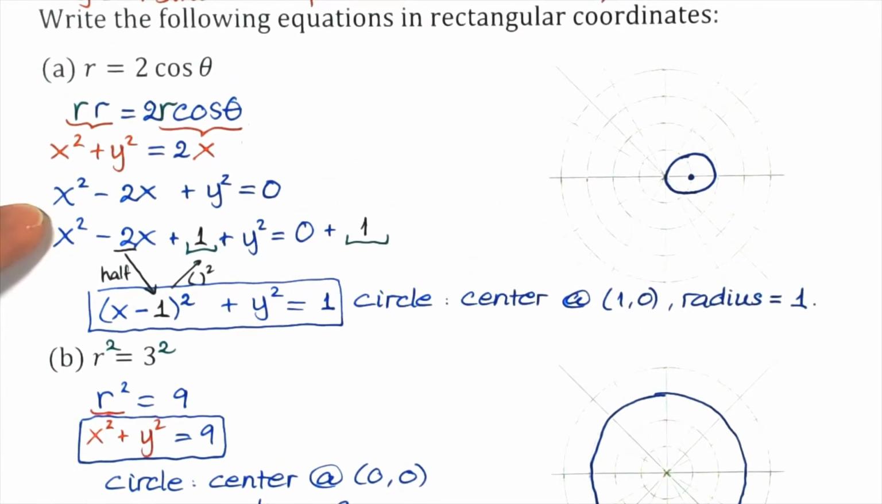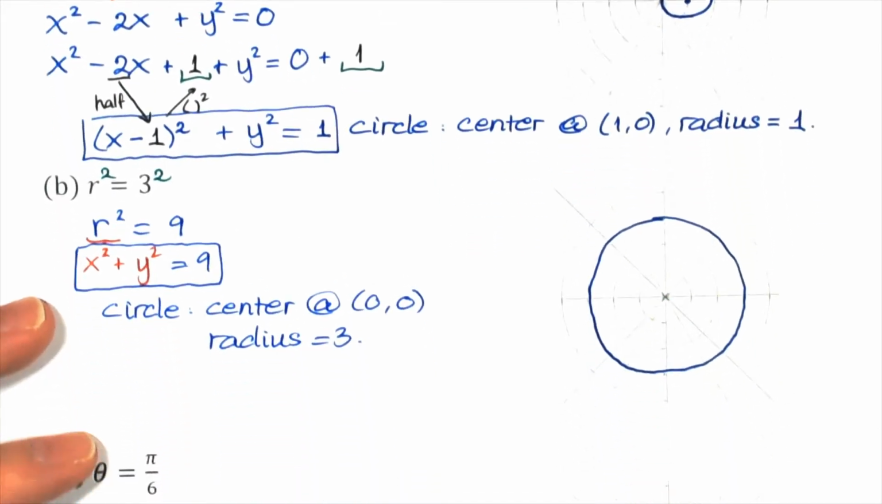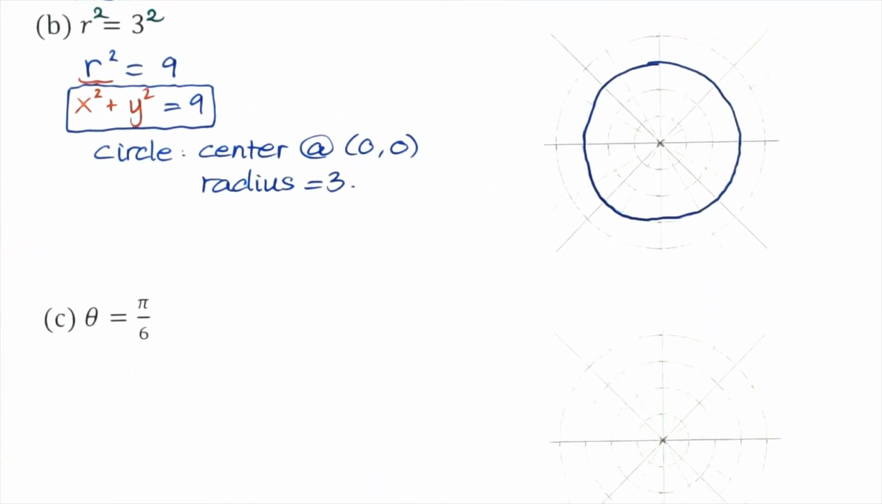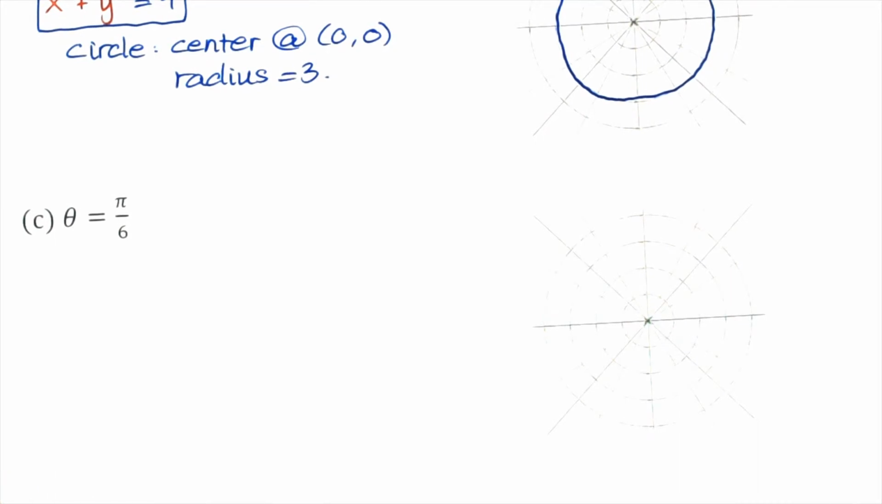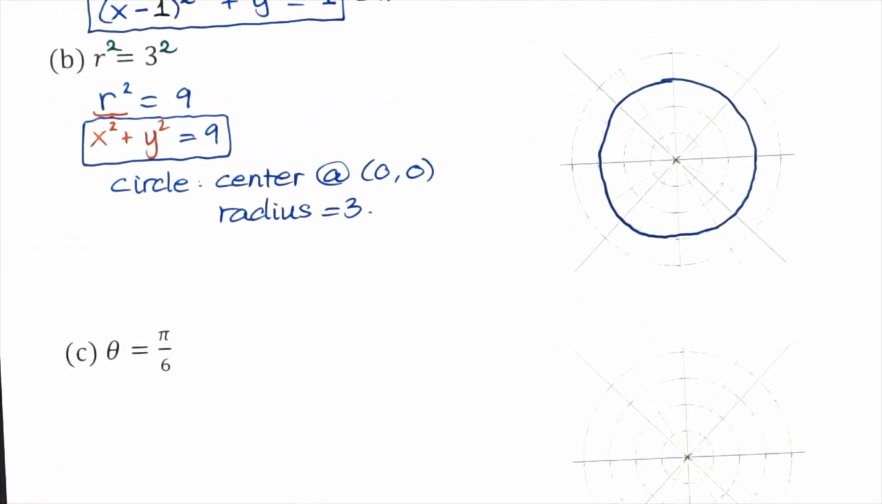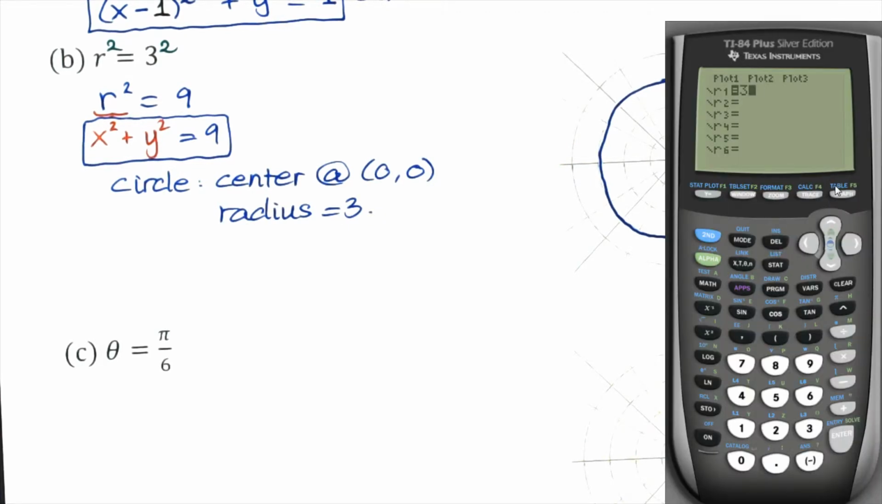Alright, so that's the first one, and there's one more. Theta equal to pi over 6. So theta equal to pi over 6. If we're going to graph it, it's going to be just a line. By the way, if we graph r equal to 3 on the calculator, that's what we should have. Let's zoom out. Zoom out will be 3. Yeah, so the circle radius 3.